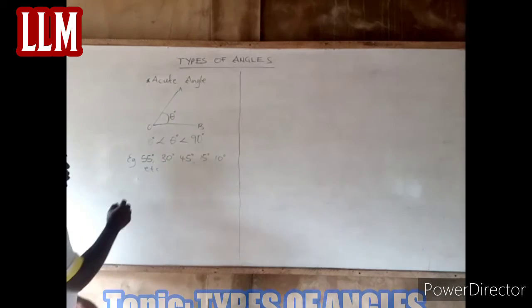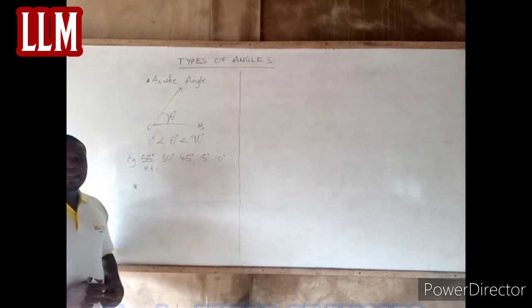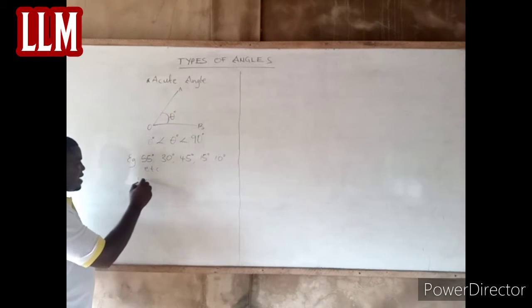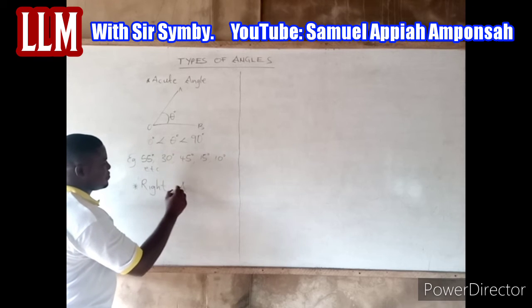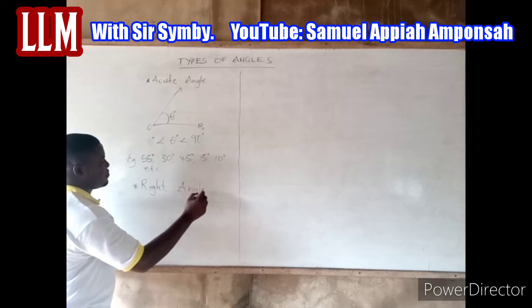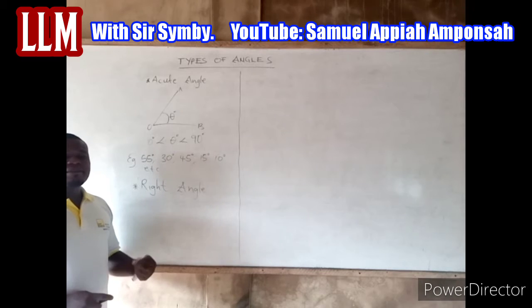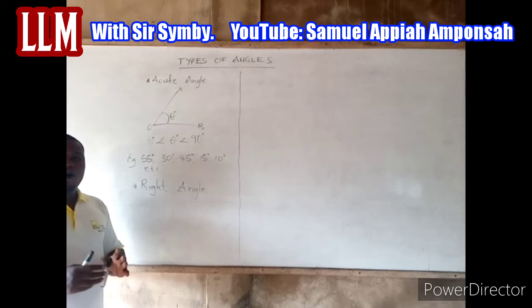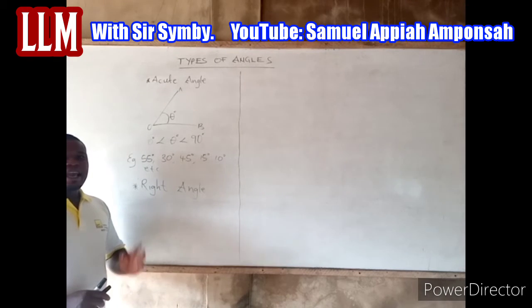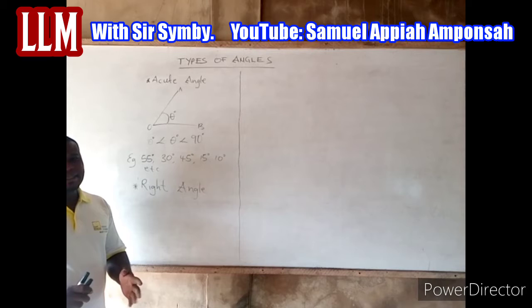The second type of angle we are going to talk about is the right angle. As the name suggests, a right angle is any angle which is equal to 90 degrees. Any perpendicular angle is a right angle. When two perpendicular lines meet, they form a right angle.